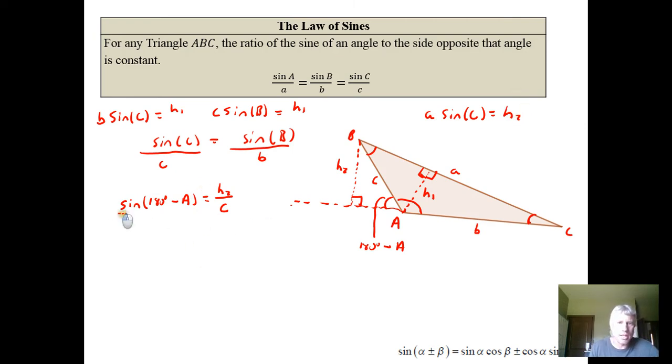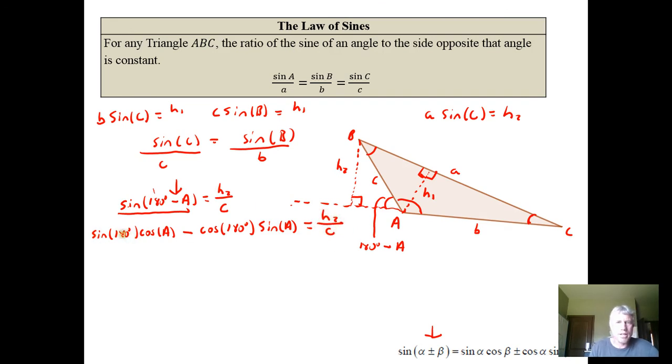The key is to recognize that I can use the difference identity for sine to rewrite this. Using the difference identity for sine, I get sine of the first angle, sine of 180 degrees, times the cosine of the second angle, cosine of A, and then a minus, the cosine of the first angle, cosine of 180 degrees, times the sine of the second angle, which is A. This difference has to still equal the ratio H2 over side length C.